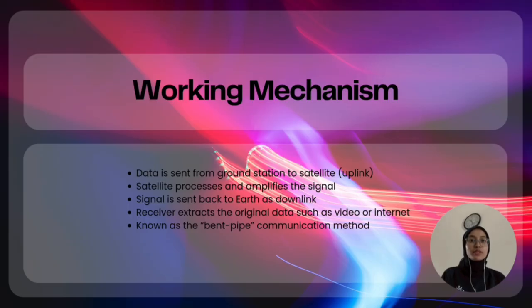Next, we will explain how the data is actually transmitted. First, data such as voice, video, or internet signals are sent from the ground station to the satellite through the uplink. Because the distance is very large, the signals become very weak by the time they reach the satellite. The satellite then amplifies the signals and changes their frequency. After that, the signal is sent back to the Earth through the downlink. At the receiving end, the signal is processed and converted back into usable data. This entire process is known as the bent pipe communication system, because the satellite mainly acts as a signal relay without much processing.